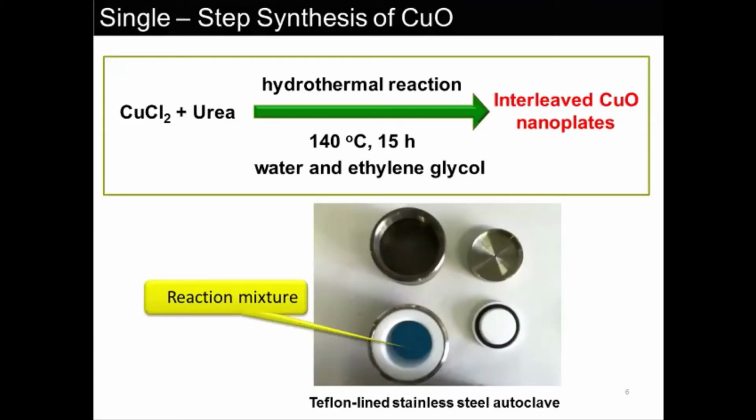Here we have chosen this hydrothermal technique, also called the solvothermal technique. For synthesis of copper oxide, we use copper chloride plus urea, and the hydrothermal synthesis was done at 140 degrees centigrade for 15 hours, and water and ethylene glycol were added. Finally, we end up with interleaved copper oxide nanoplatelets.